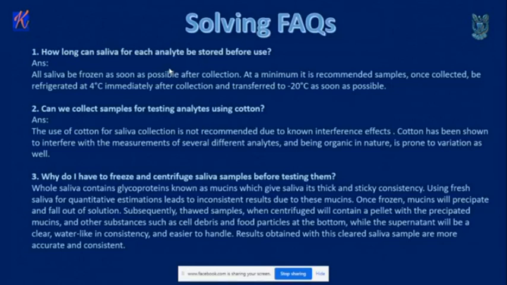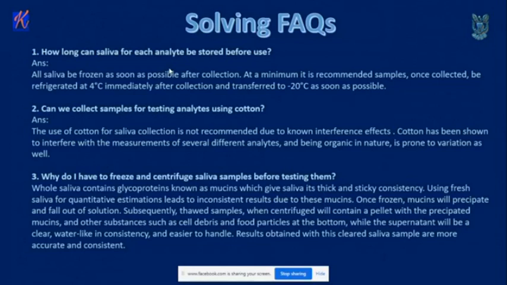Okay. Next question is, sometimes people ask, can we collect samples with cotton? No, it's an absolute no. It's not recommended, because cotton is organic in nature, and it has been seen to interfere with different analytes in the saliva when you do the estimation, and this has been proved by research.